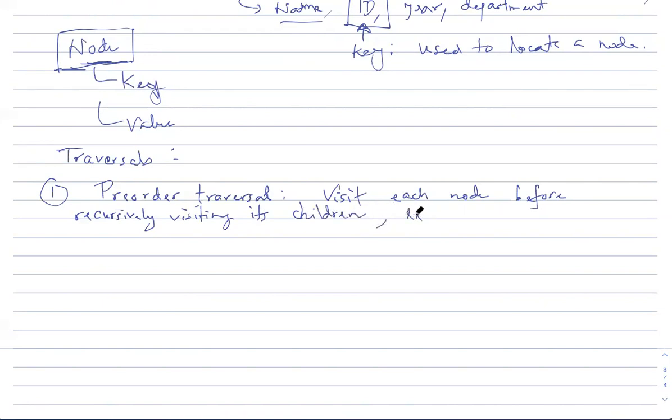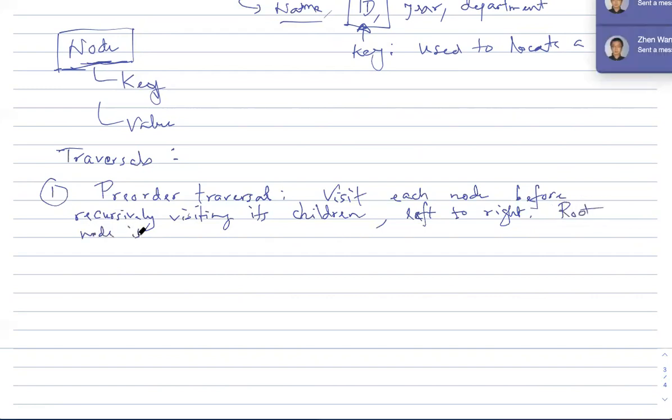And generally, conventionally, the visit is from left to right. Now, if one is going from right to left, that means the linked list also should have been organized that way. But in this case, left to right essentially means in the direction of the organization of the list for the children. And of course, the root node is visited first.